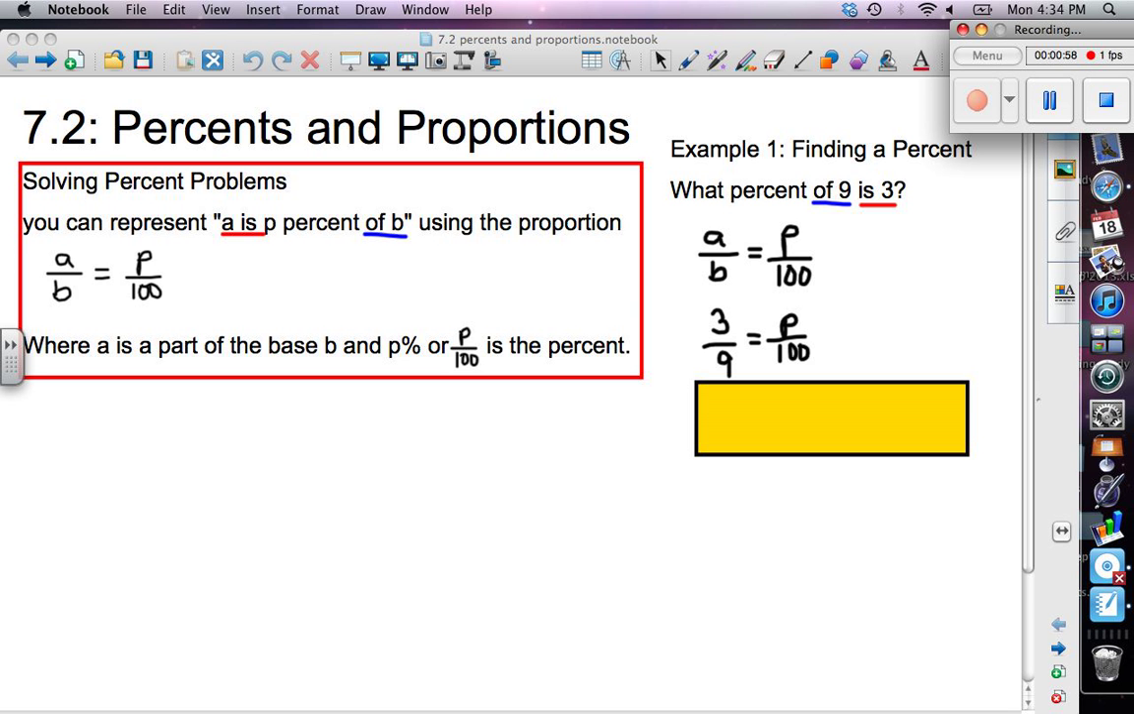So let's try an actual problem using this, and this is going to help us solve. If we know two of these: if we know A and B, we can solve for P. If we know A and P, we can solve for B. Or if we know B and P, we can solve for A.